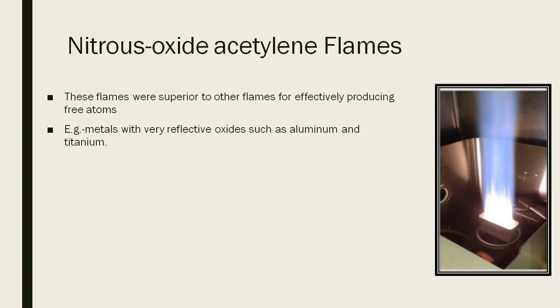Next is the nitrous oxide acetylene flame. These flames are superior to other flames for effectively producing free atoms. Metals with very refractory oxides, such as aluminium and titanium, can be analyzed using this flame because it provides a higher temperature, and metals like aluminium and titanium require higher temperature for atomization and to break their refractory oxides.